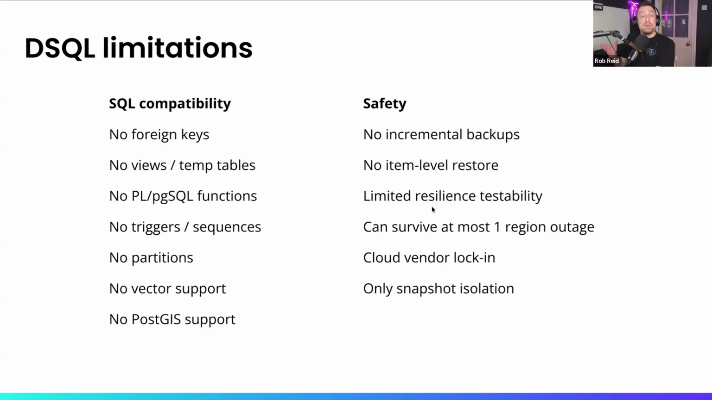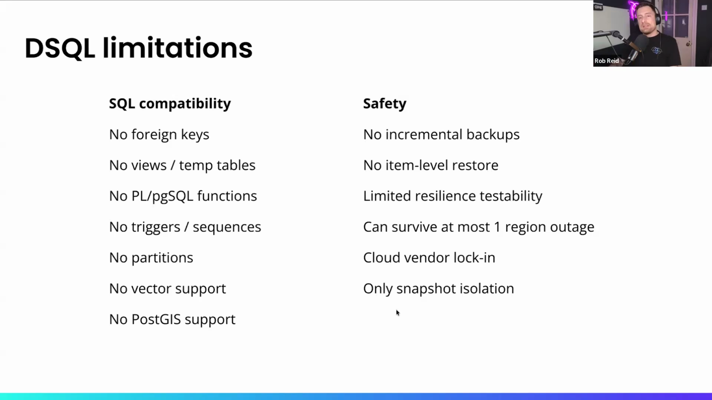I've used the fault injection service from AWS to perform resilience testing against DSQL, and the only test you're currently able to run is a region outage test. Essentially it takes out one of your regions, at which point the connections start to fail for that region, but the other regions are unaffected. So it can survive at most one region, being a witness region setup. And obviously, being an AWS product, if you only run in AWS, this will be fine for you. But if at some point you want to try other clouds, you are locked into AWS at that point.